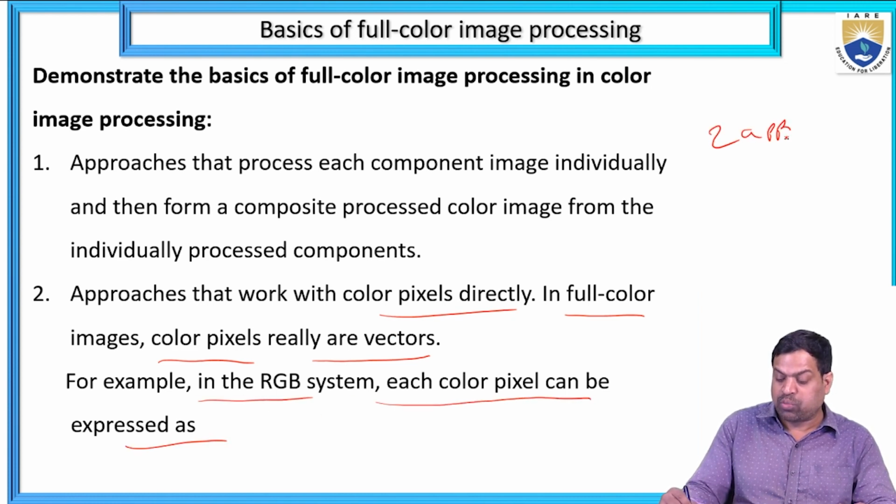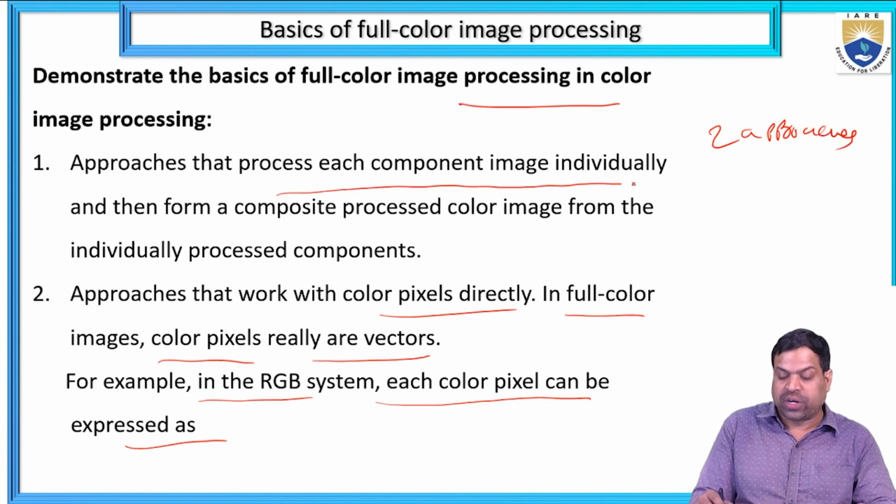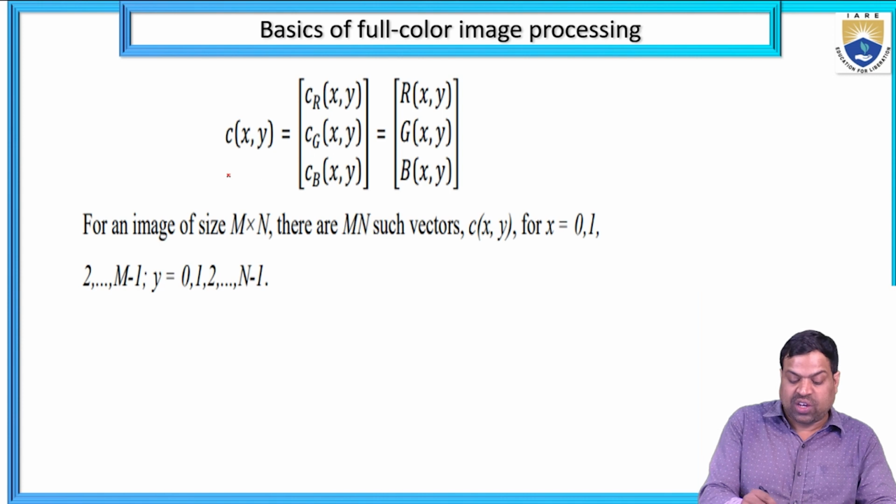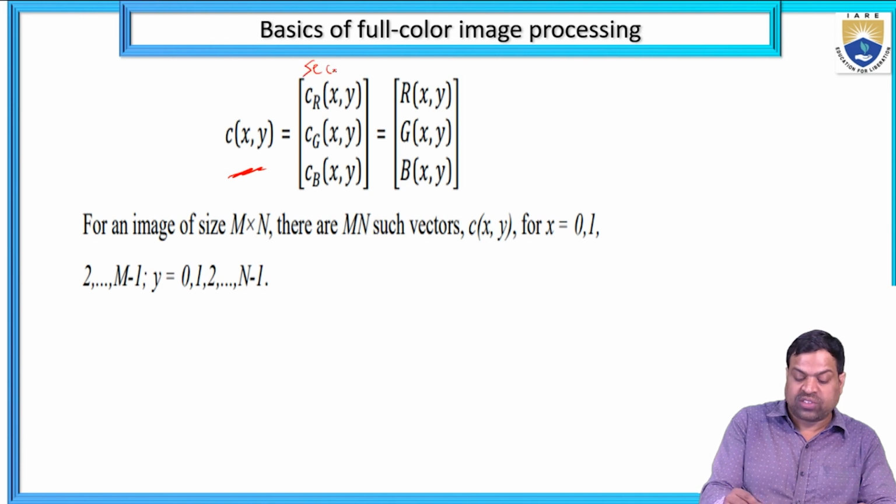So what are the two approaches for full color image processing? One processes each component of the image individually and then forms a composite processed color image from the individually processed components. The other works with color pixels directly in the full color image, and the color pixels are really vectors. In the RGB system, each color pixel can be expressed as C of x comma y. So C is a pseudo color. It is a color combination, but RGB is the original. So here it is a combination. It is nothing but a secondary.